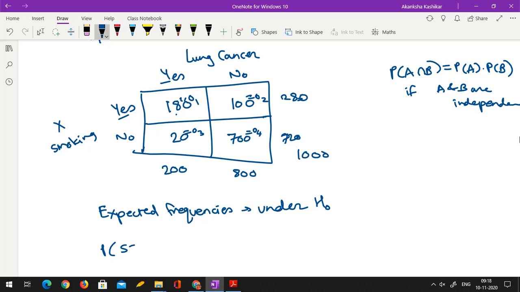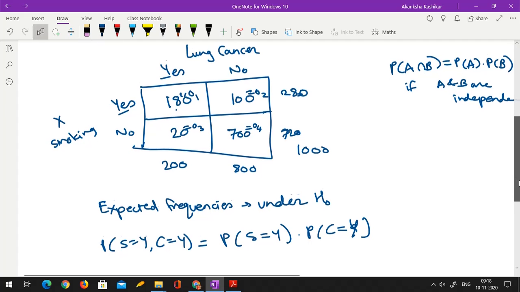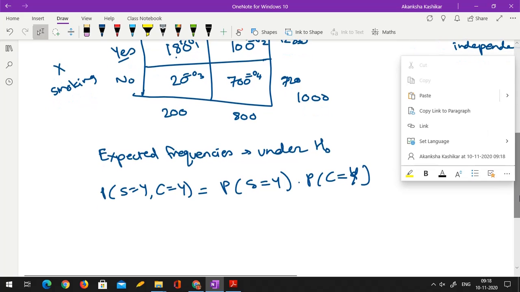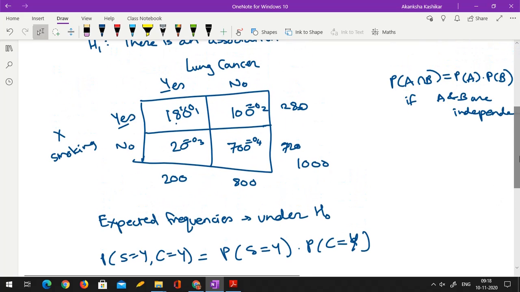So probability of smoking equal to yes and cancer equal to yes would be probability of smoking equal to yes into probability of cancer equal to yes if H naught is true. Okay, so under H naught. Now what does it mean? Probability of smoking equal to yes is, out of total data that we have, how many are smokers. So we have 1000, out of which smoking equal to yes is 280.